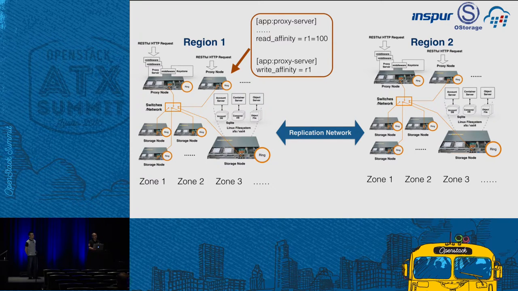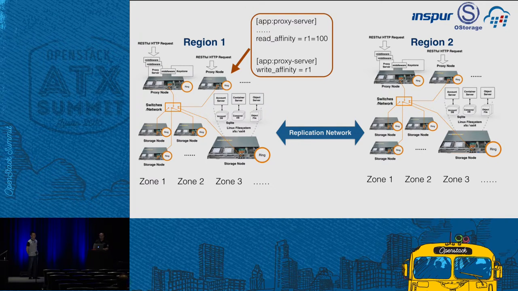Without read affinity, Swift will pick one replica randomly. So maybe this replica will come from region one, and maybe this replica will come from region two. But with read affinity, the proxy server will always pick the replica from its local region. If it fails, because sometimes the data is corrupted, sometimes the device is broken, or for some other reasons, when it fails to pick a replica from its local region, then it will read the data across the network between regions. So it will still provide very high availability for our data.